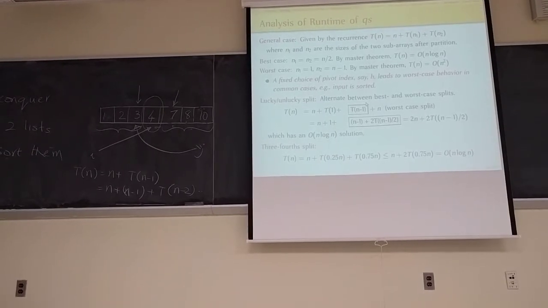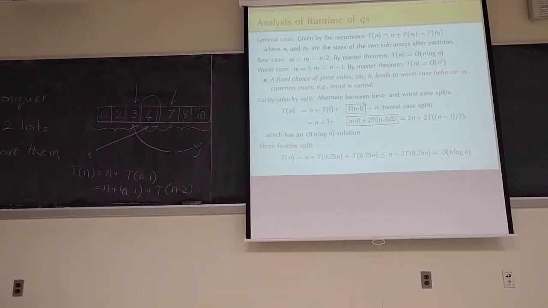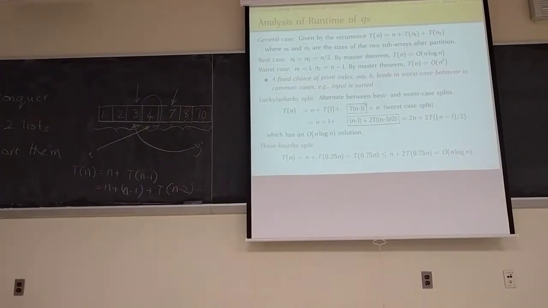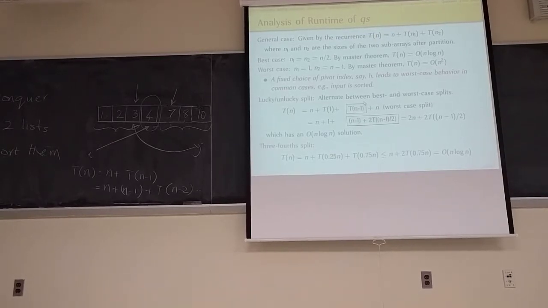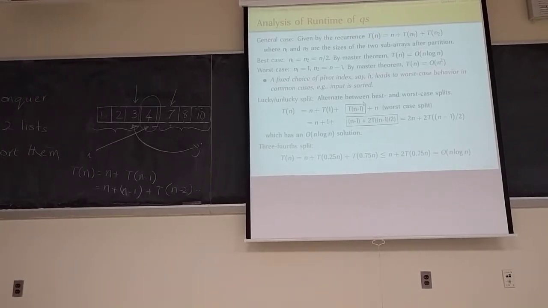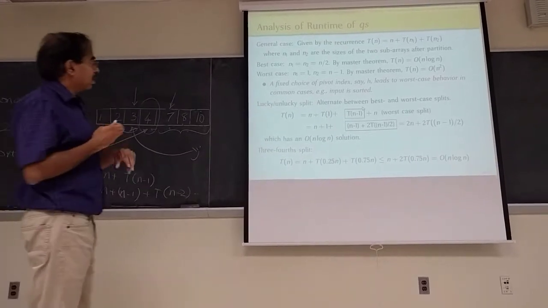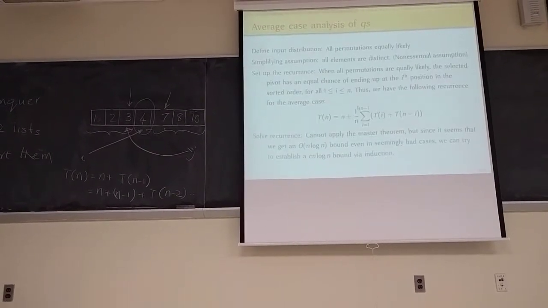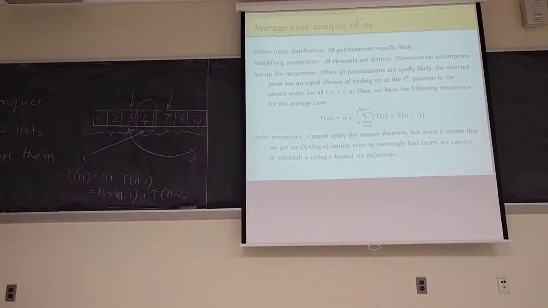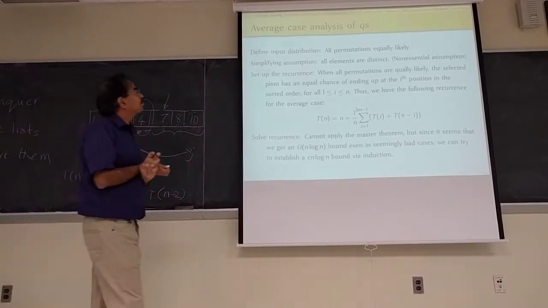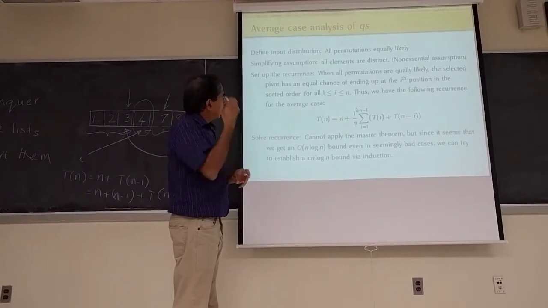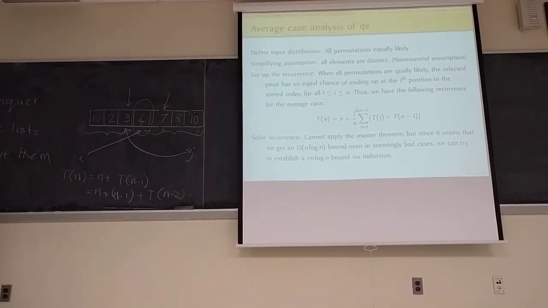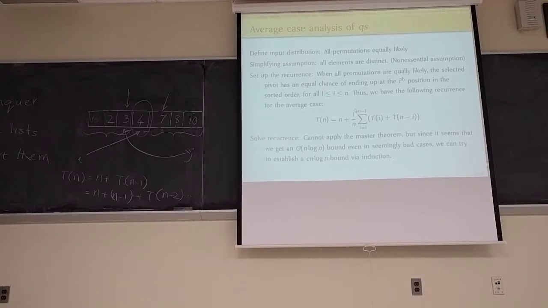So the point is that if you have a fixed way of picking a pivot, you can easily run into these really unlucky worst case behaviors. This is why quicksort should always be used with a random pivot selection. So now, let's go through the average case analysis of quicksort, which is actually quite interesting. So what is the average case?